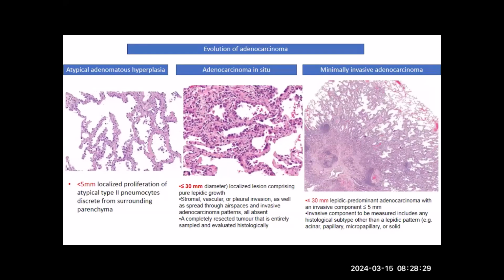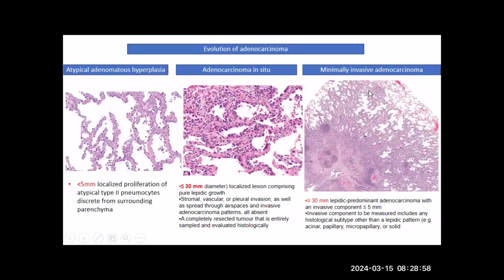Similar to the previous entity, this also cannot be diagnosed on a small biopsy. You need a completely resected tumor. So it's always recommended that we sample while grossing. If there is a specimen of almost 3 centimeters, it is recommended that you sample it entirely, because you have to rule out any small focus of invasion, since that will make it a minimally invasive adenocarcinoma.